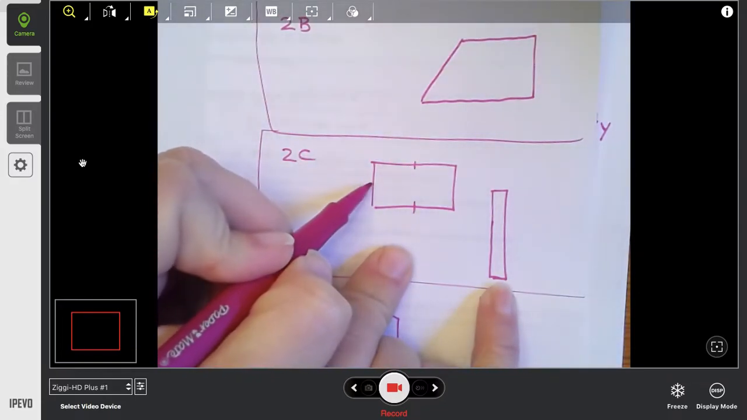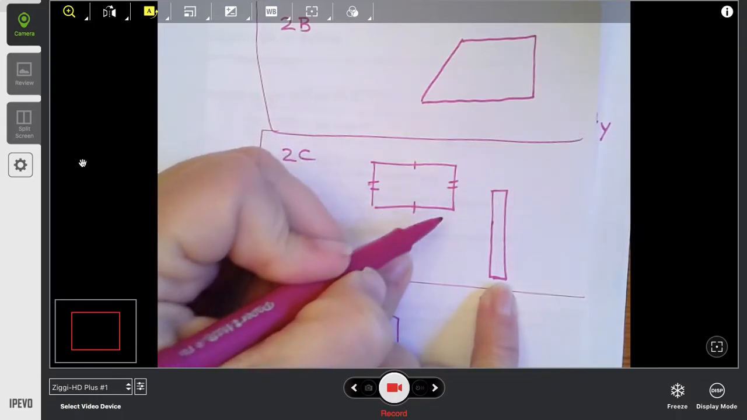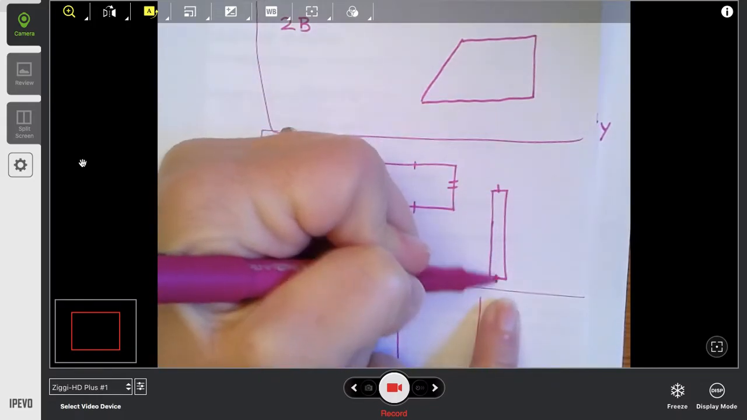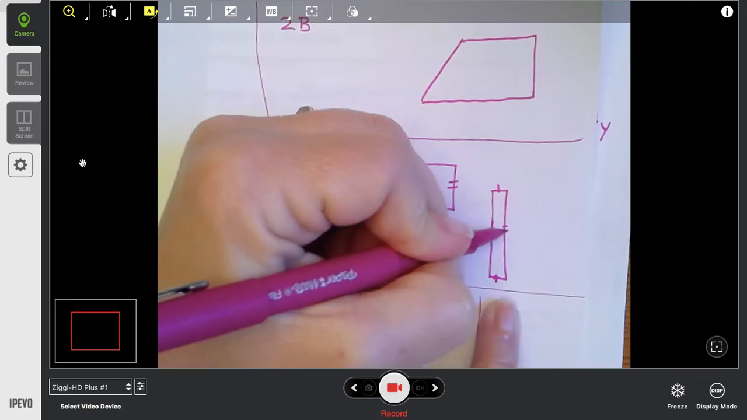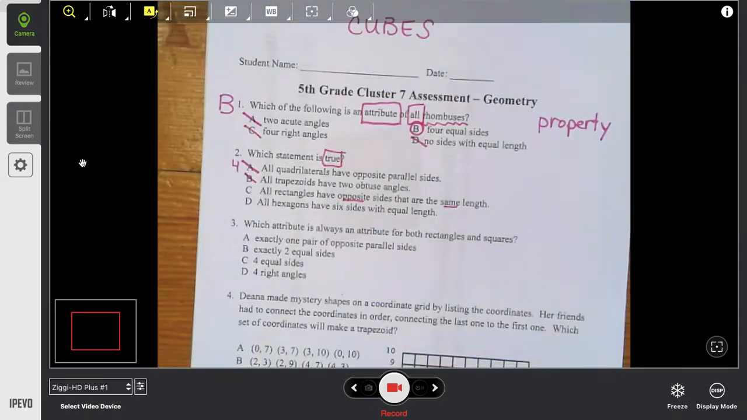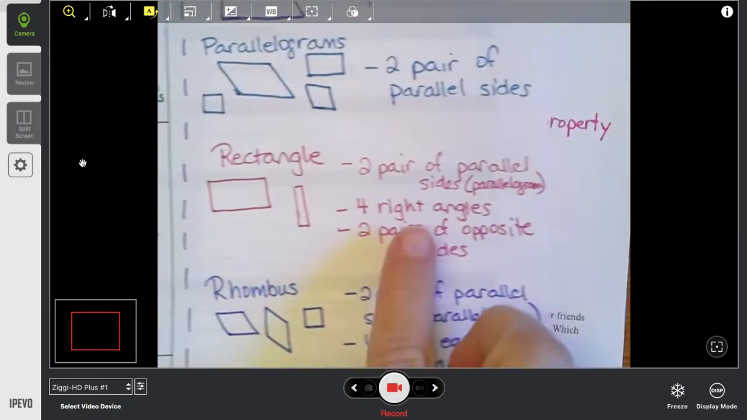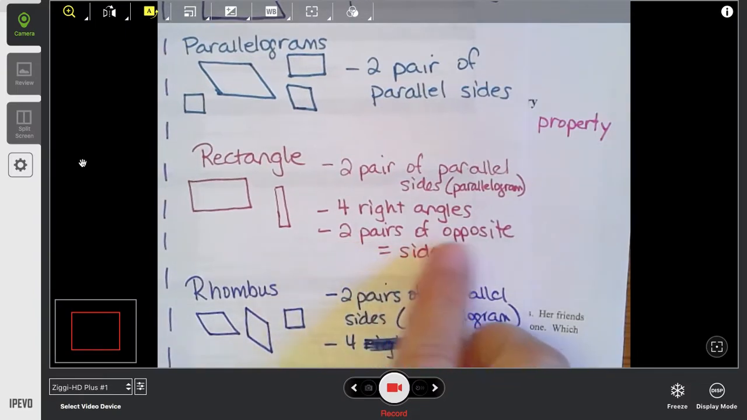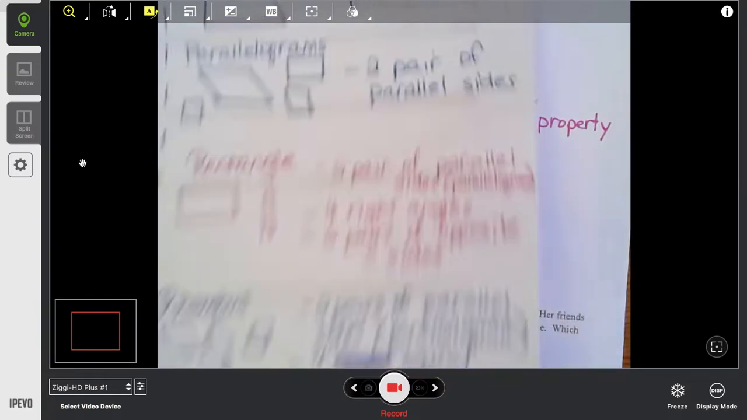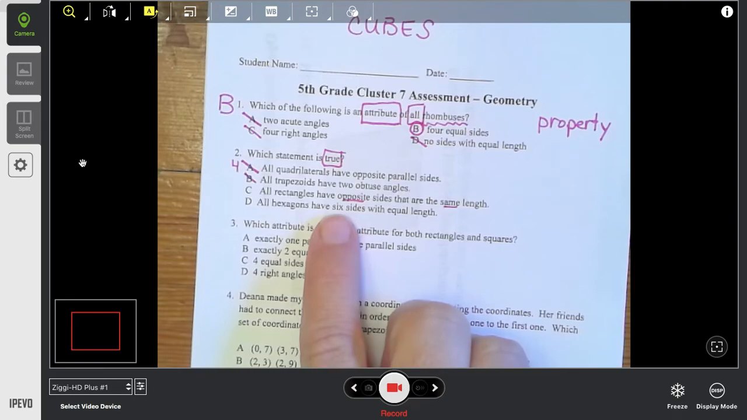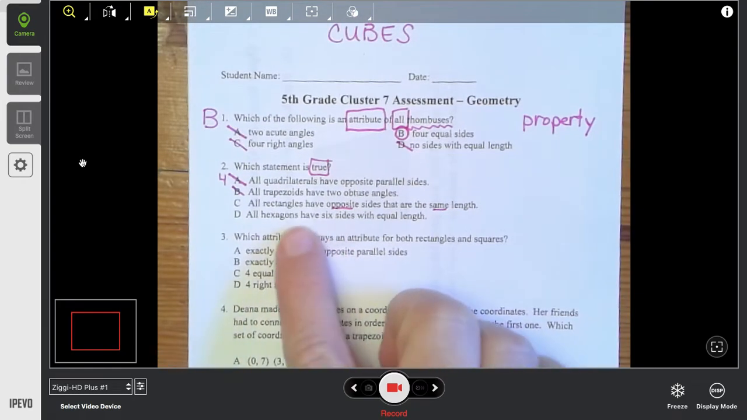Opposite sides are what's across from them. Those are equal. These little sides are equal, and these opposite sides are equal. If you remember from our very first day, a rectangle has to have two pairs of opposite equal sides. So yes, all rectangles have opposite sides that are the same length.